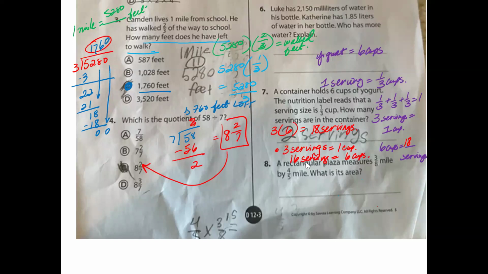Number 8, please. Number 8. The shopping mall plaza. What is the area? So 3/8 is right here. Well, actually, which one's a bigger number? Which number looks bigger to you? Which fraction is bigger? No, which fraction is bigger? 4/5. So this is 4/5, right? How do you find the area of a rectangle?